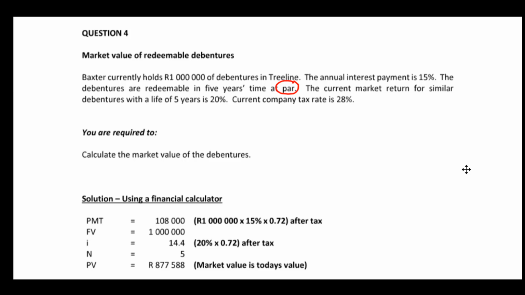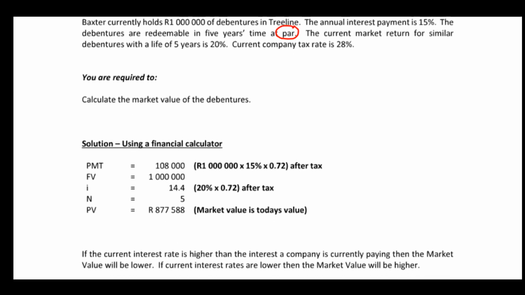So in other words, market yields is basically 20%. That is typically the yield we would need to use to calculate market value. And the current tax rate is 28%. Calculate the market value of the debentures. Now essentially there are two parts to the cash flow. There is an annuity portion, which is essentially 108,000 Rand after tax. And then there is a maturity portion which comes after 5 years.